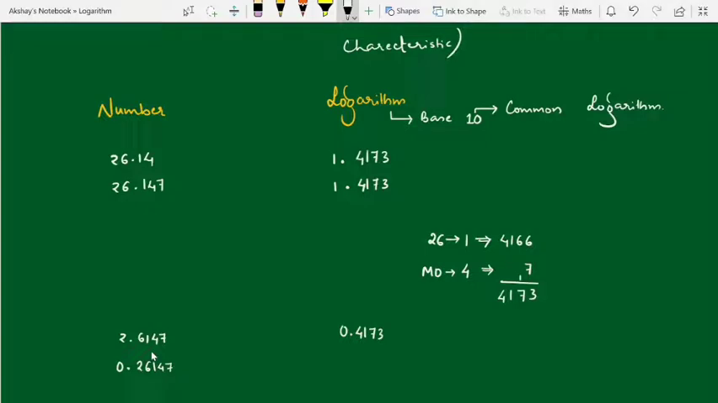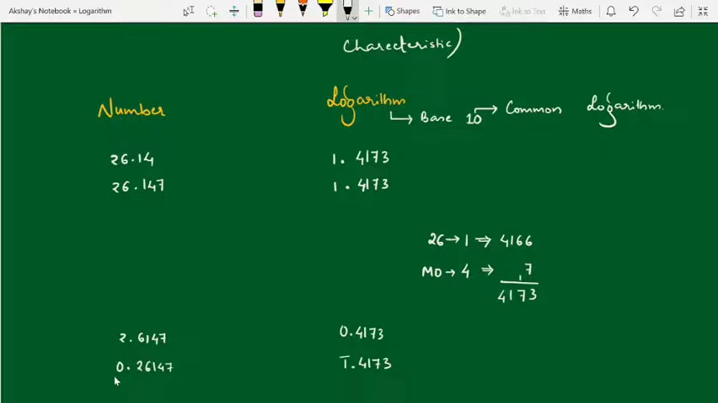If the value is 0.26147, here the number is less than 1. Identify the decimal point. How many zeros are there? No zeros. Add 1 to it. So the answer will be 1 bar point 26 under 1 under 4. So the value is again 4173. Let me write it correctly. 4173. Okay. So this is about the logarithm part. Shall we go to the next part?